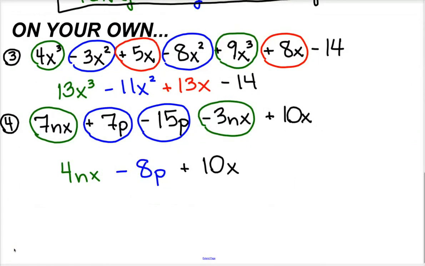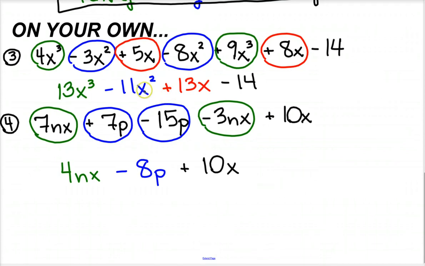Okay, let's go ahead and look at what you got. So for number 3, you should have come up with 13x cubed minus 11x squared plus 13x minus 14. And you can see again, just based on my colors here, hopefully you can see how I got each of those terms there. So again, if you missed this third one here, that'd be a good idea to write down a question about that third one and make sure you ask me the next time you see me in class.